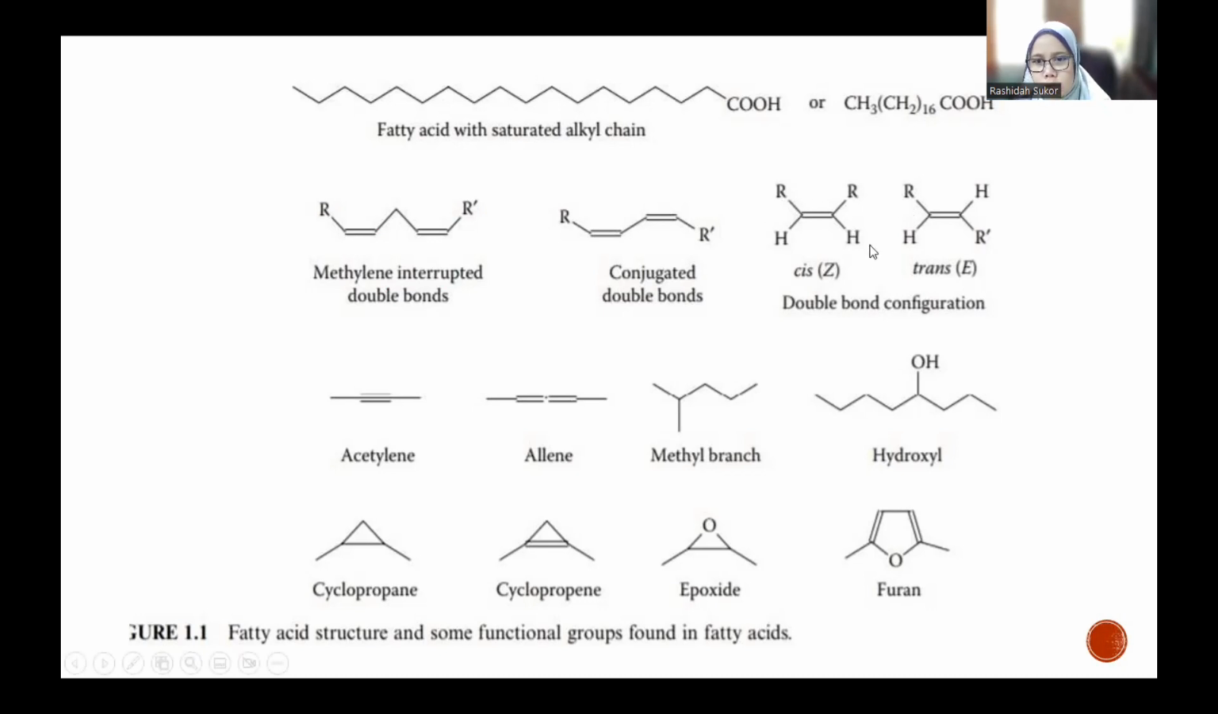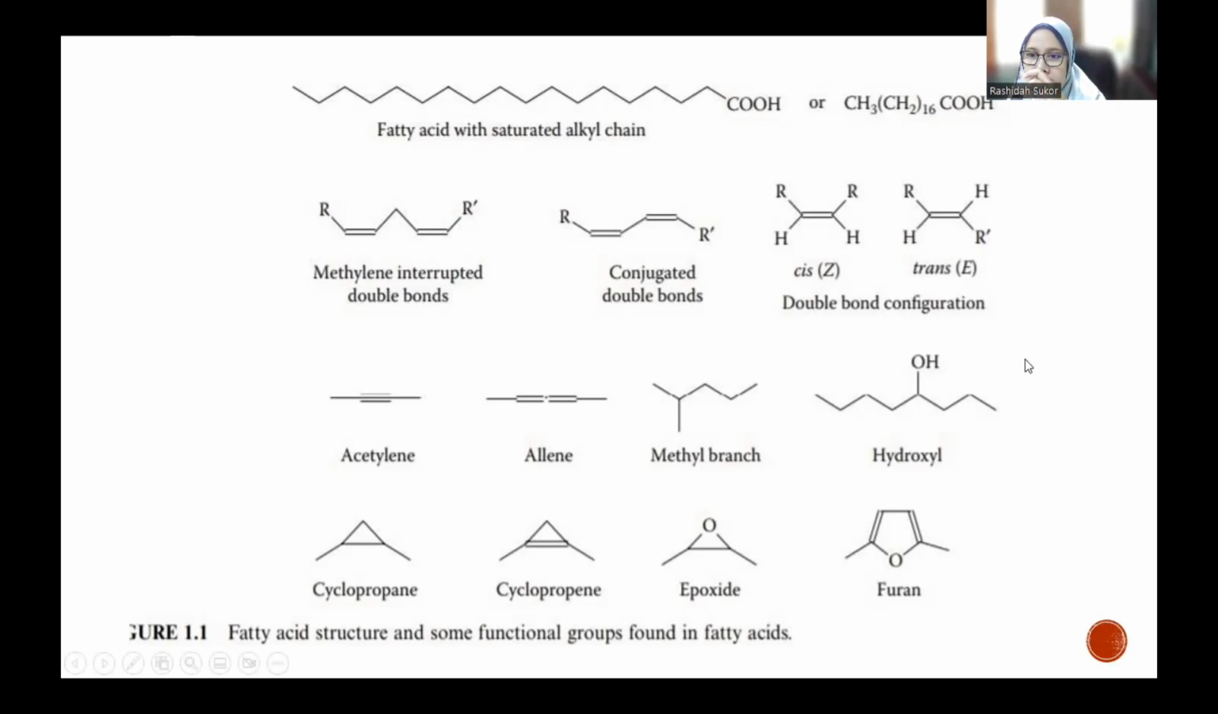For cis, the R groups are both located at the same position, the same location. If you see it in 2D, both will be on the same upper part or the same lower part. But if you see it in 3D, both are at the back or both at the front. So actually it goes like this. It doesn't go up and down like this, but we see it in 2D.